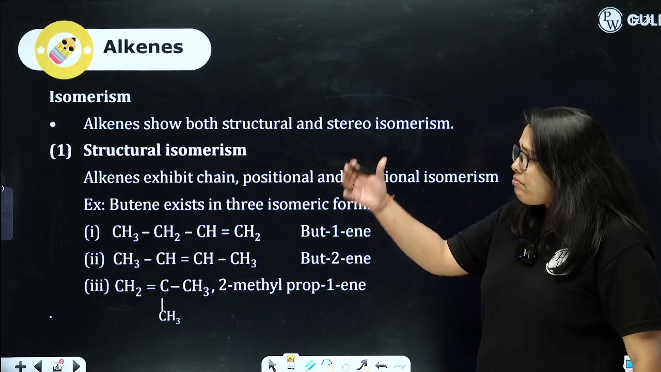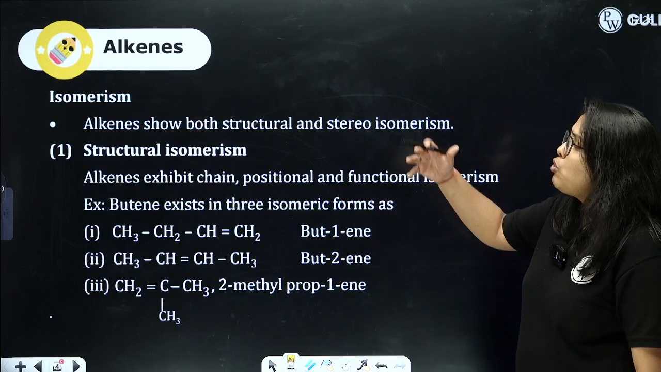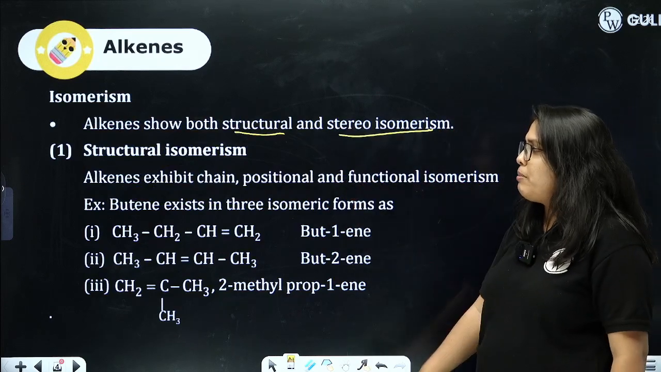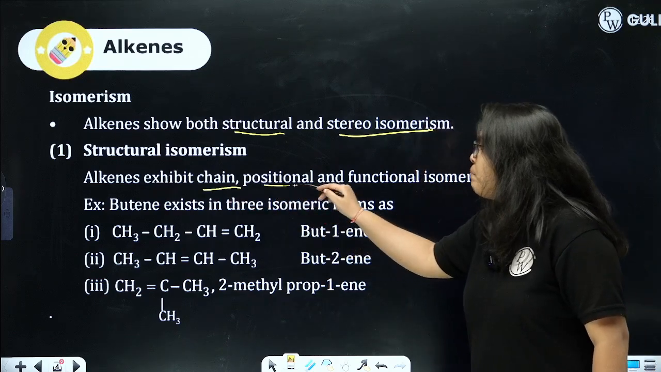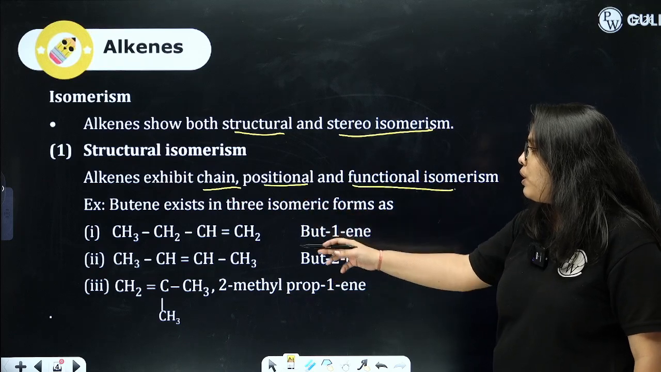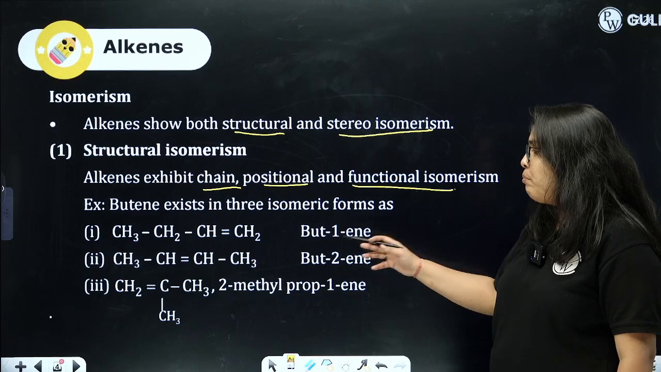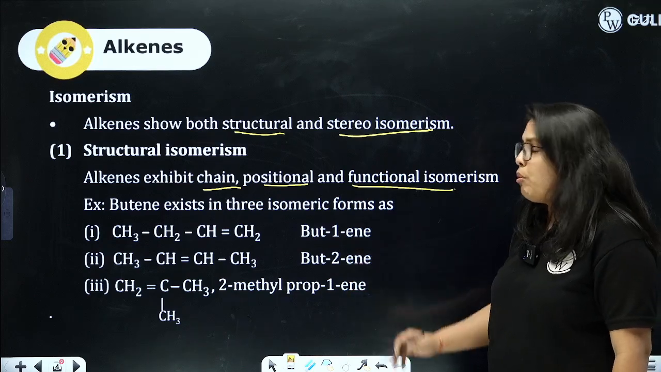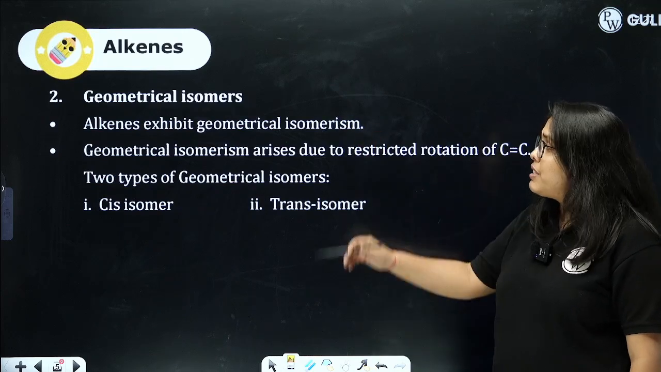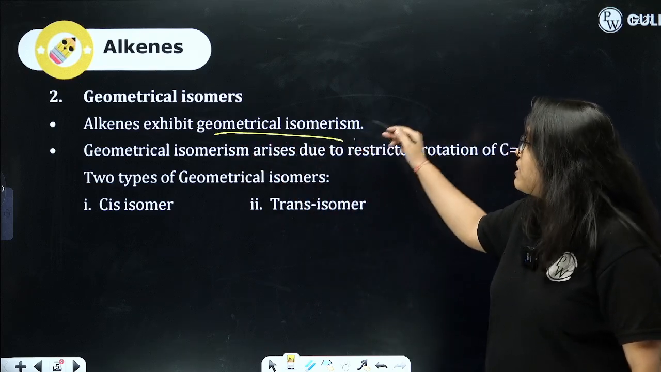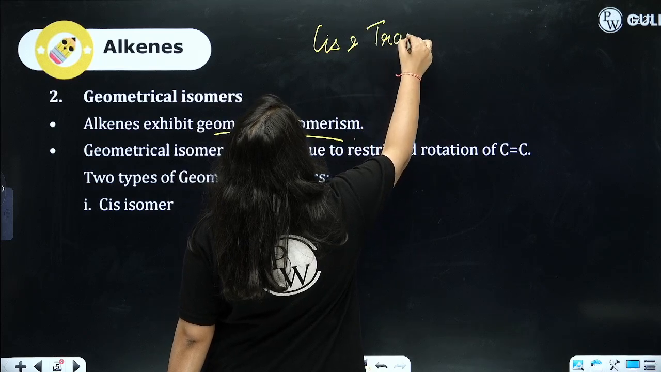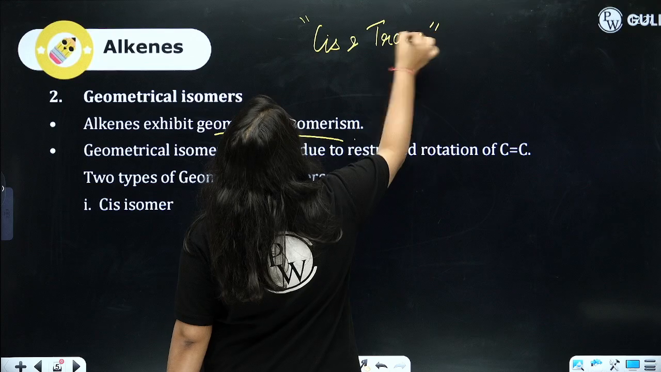What kind of isomerism do they show? They show both structural as well as stereoisomerism. Under structural isomerism, they show chain isomerism, positional isomerism and functional isomerism. Butene exists in all these three isomeric forms: but-1-ene, but-2-ene, 2-methylprop-1-ene. Now what about geometrical isomerism? They do exhibit geometrical isomerism, that is, they do show cis and trans isomerism. They do exist in cis and trans form.